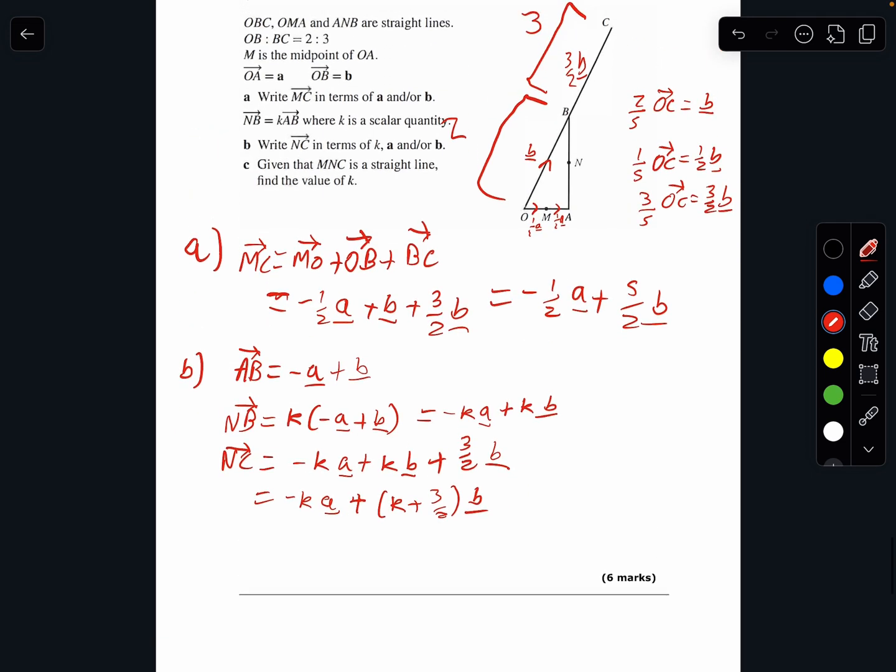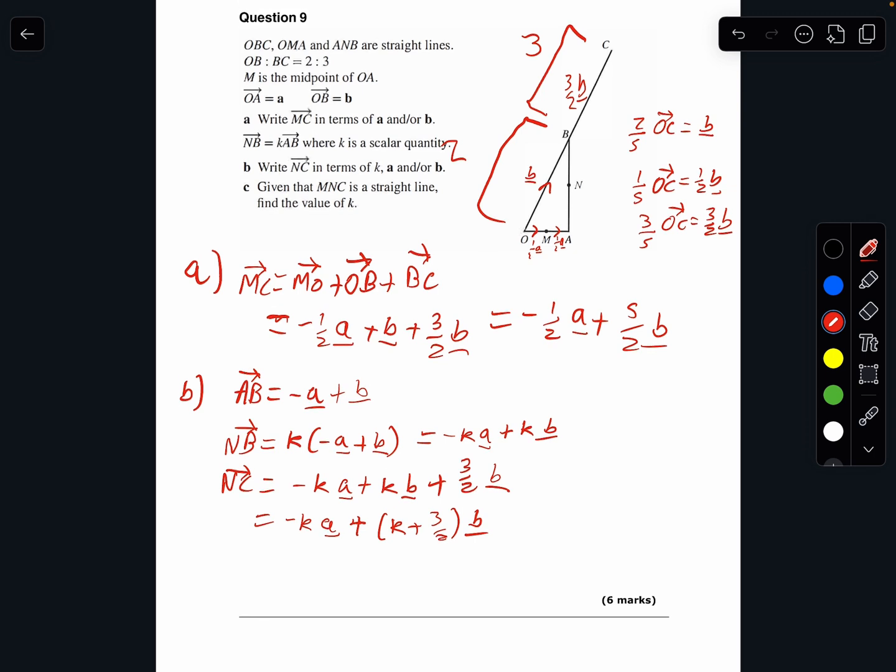Right. This is when it gets interesting again. So I found N to C in part B. I've found M to C in part A. And now I'm told that MNC is a straight line. Notice how both of these share the point C, and they are all on this line. So actually I don't have to find any new vectors.